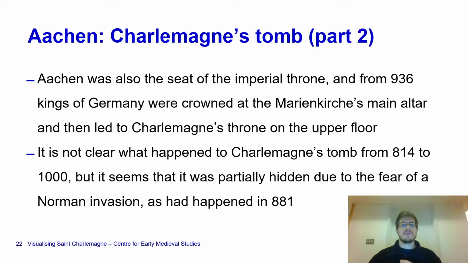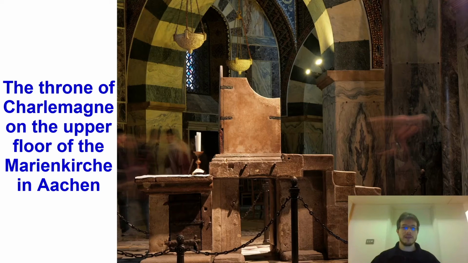Aachen was also the seat of the imperial throne, and from 936 kings of Germany were crowned at the Marienkirche's main altar, and then led to Charlemagne's throne on the upper floor. So whereas the altar would be in the east ground floor, Charlemagne's throne would be on the first floor to the west. It is not clear what happened to Charlemagne's tomb in this time either. It then reappears in sources in the year 1000, but is not referred to for 200 years. So there are a lot of objects which we know about, but we are not exactly sure when they are here and who put them there, and whether they're actually what legend would have them to be.